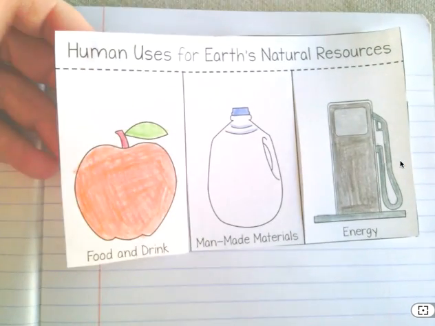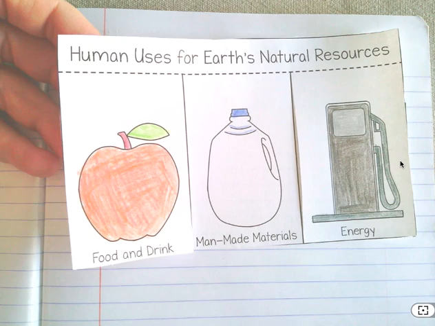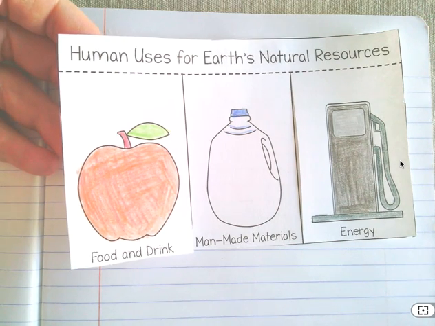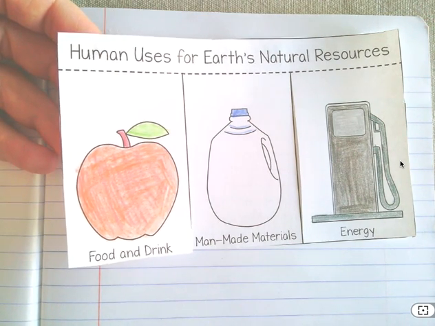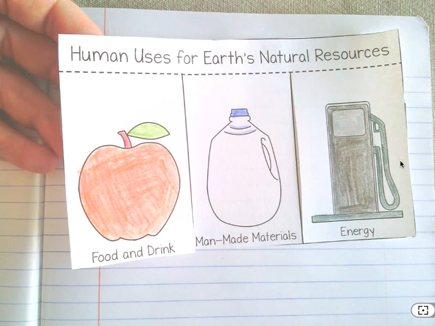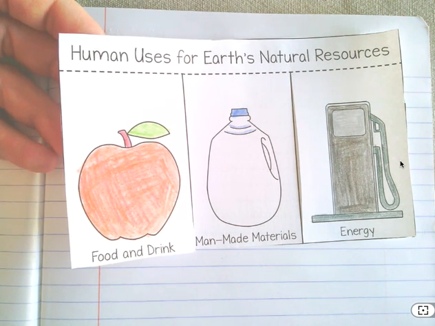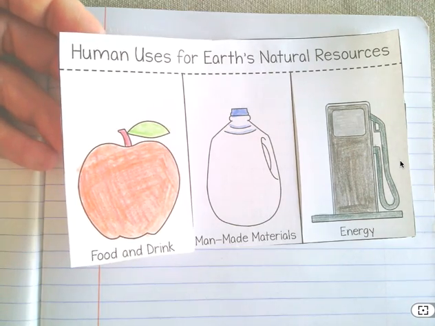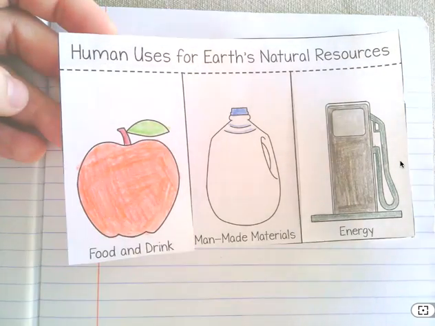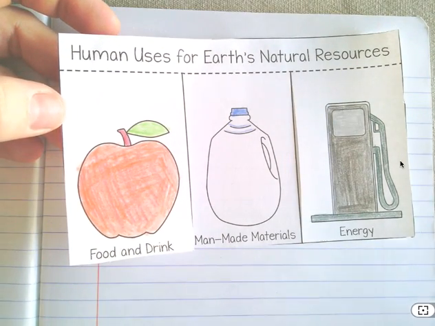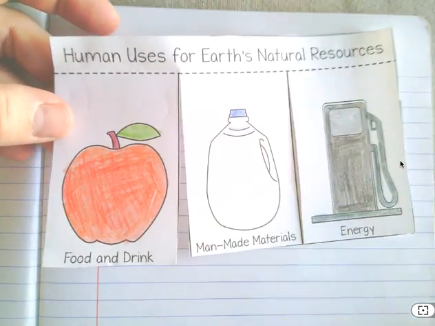Sharpley. Today we're going to talk about human uses of Earth's natural resources. And the Earth's natural resources are resources or things that we use from the Earth that are not man-made. They just come from the Earth naturally. And so I went ahead and pre-colored and cut my first chart for today.